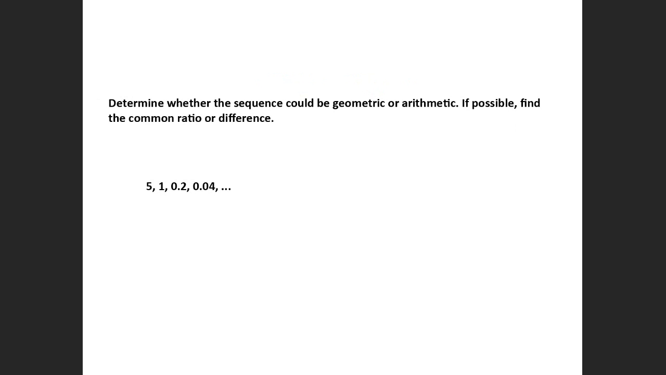Now it's really easy to find the ratio. All you have to do is take two numbers right next to each other. So 1 divided by 5 is 0.2. That would be my ratio. And you can take any two numbers. I could take 0.04 divided by 0.2, and you'll see that it comes out to be 0.2. I could go 0.2 divided by 1. That gives me 0.2. So it doesn't really matter. You just take two numbers next to each other and divide, and it will give you the ratio. So this is a geometric sequence, and the ratio is equal to 0.2.